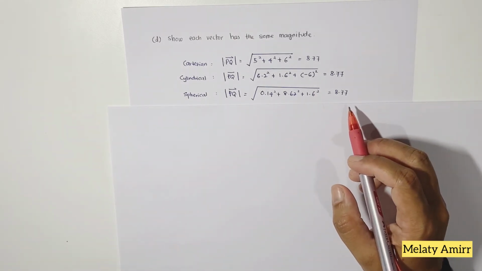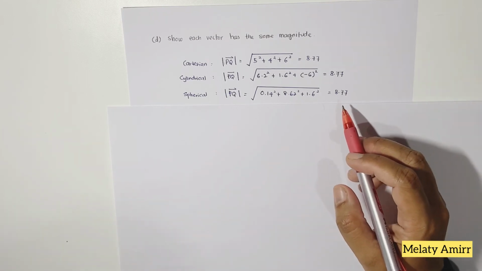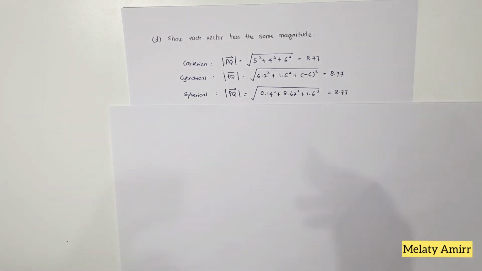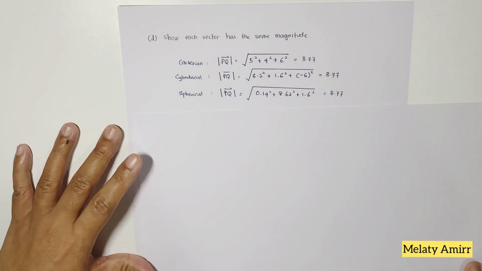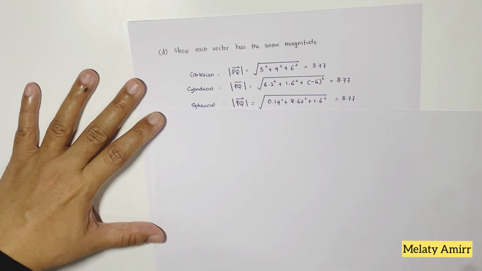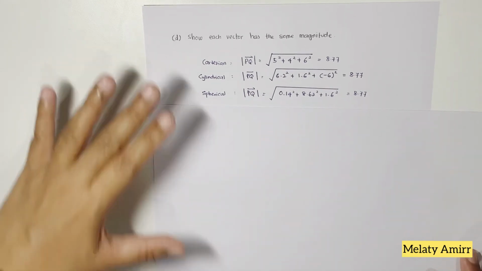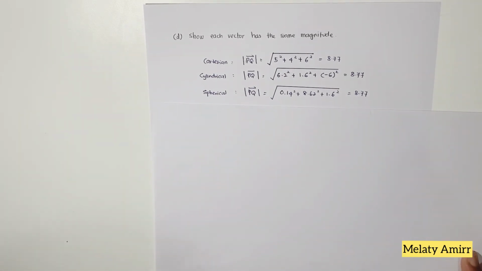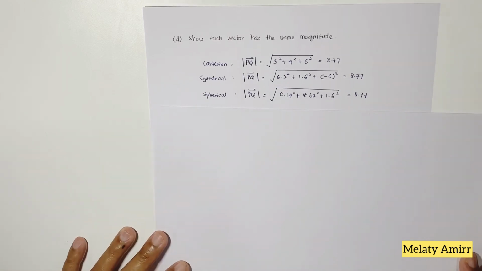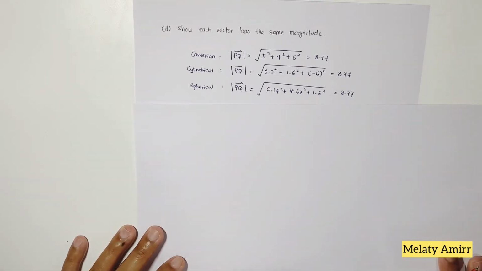So it shows that each vector has the same magnitude, because all of these vectors are the same vector from the Cartesian coordinate system, extending from the same point P to Q. Okay, that's all for question 1 of tutorial chapter 1. Thank you.